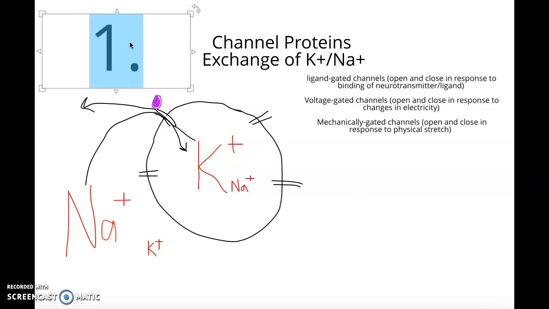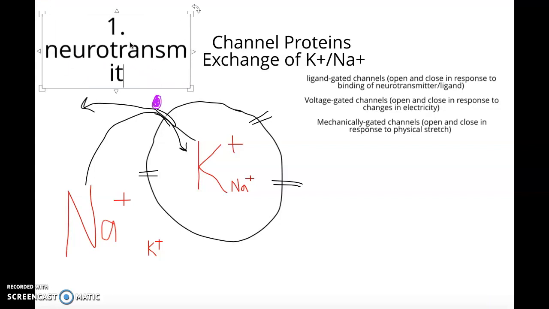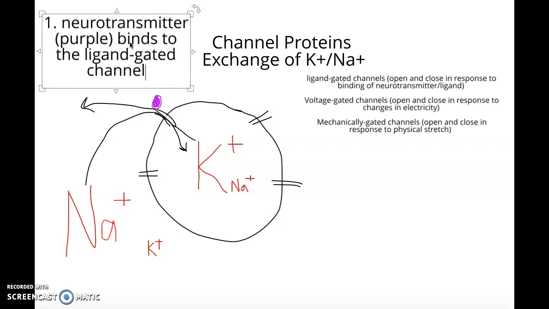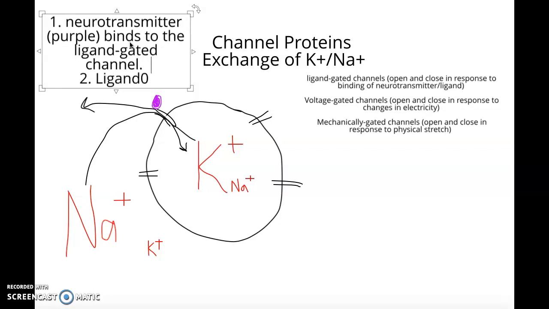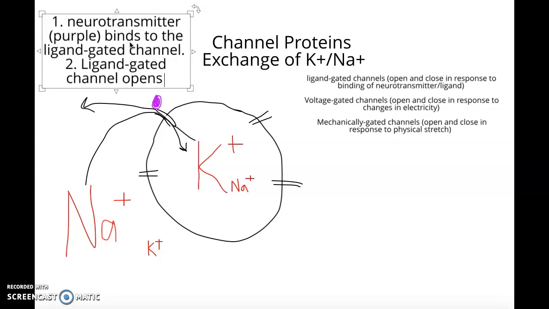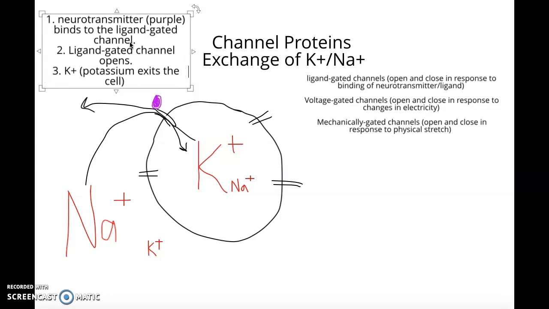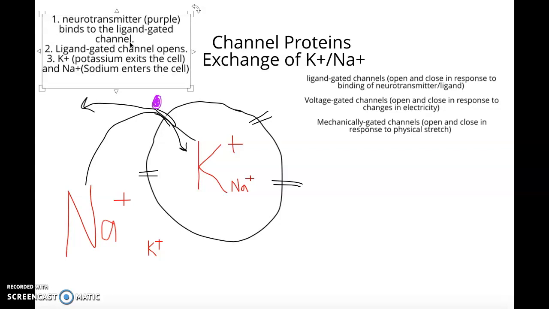Okay. So what happened, number one, neurotransmitter in purple binds to the ligand-gated channel. Number two, ligand-gated channel opens. Number three, K, potassium, exits the cell, and sodium, Na, enters the cell. So their goal, the exchange of sodium and potassium, is just to balance it out. So there's the same number of sodium inside and outside, same number of potassium inside and outside.